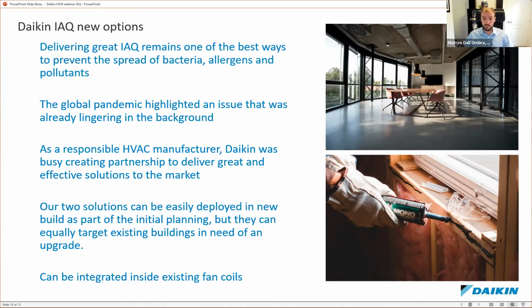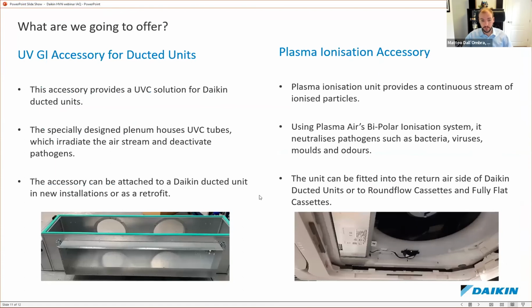So what we've done is that we came up with two partnerships. These two solutions are not Daikin-developed solutions, but we created a partnership with third parties in order to make sure that we could still deliver a plug and play type of application when it comes to deploying these two solutions onto our units. As you can see on the slide, we do have UVC solutions, so UV tubes, and also plasma ionization accessories. The UV tubes are provided onto the market in a partnership with Eco, who is a UK distributor of a US manufacturer of UVC tubes.